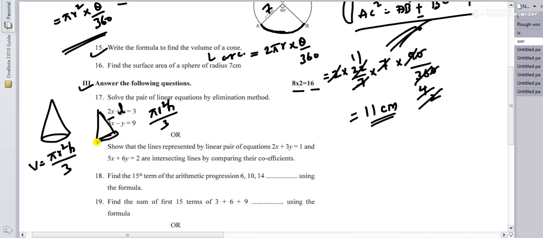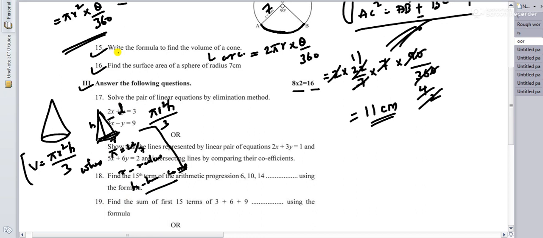This is L, this is R, and from here to here is the height. And you can mention where pi is 22 by 7, R is the radius of the base of the cone, h is the height of the cone. Then you will get full marks. Always try to write like this. Presentation should be beautiful. Next, the last question of this video, because the rest I will be solving in the next video.